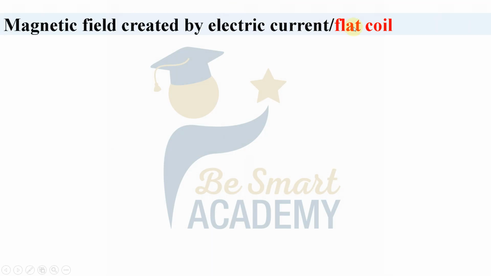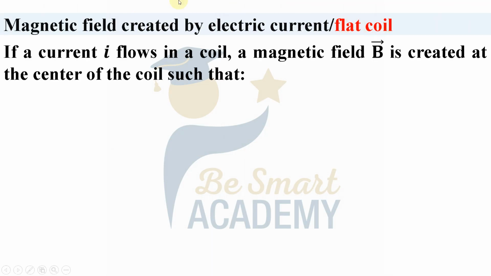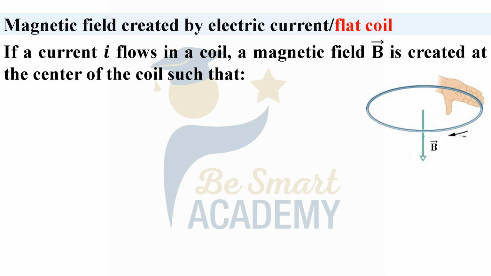Magnetic field created by a flat coil, second case. If a current flows in a coil, a magnetic field B is created at the center of the coil. A coil is a circular connecting wire, mainly made of copper. So we have to use the right hand rule, but the second situation.